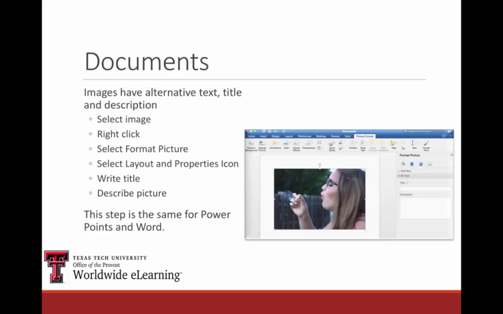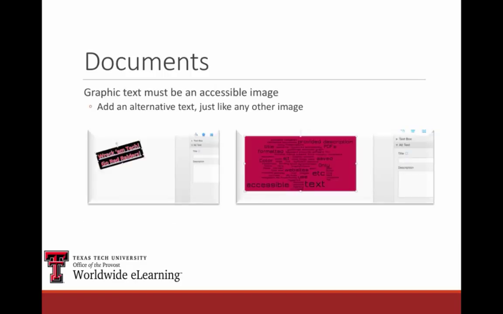Also, describe the picture by its importance in the document and not necessarily what the picture is doing. For example, an image of a flower would have a different description for a second grader versus a graduate student studying biology. Don't forget the graphic text must also be an accessible image. Be sure to write your alternative text for all images.